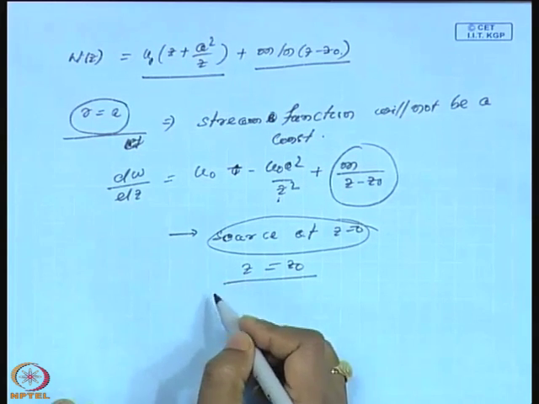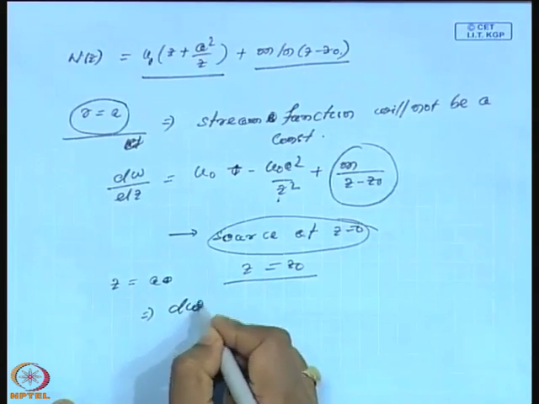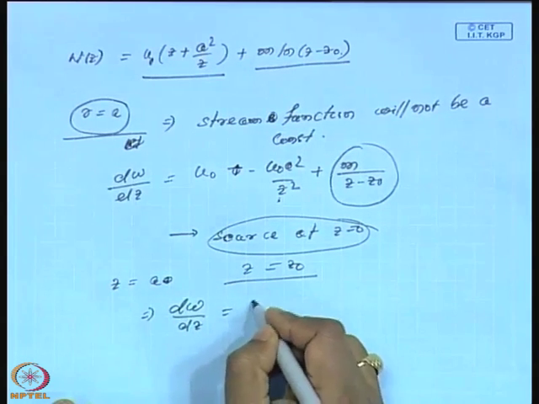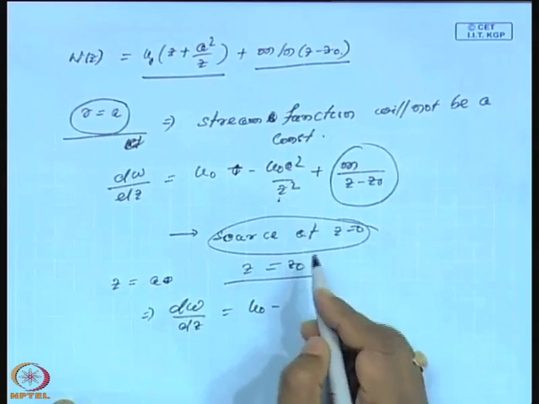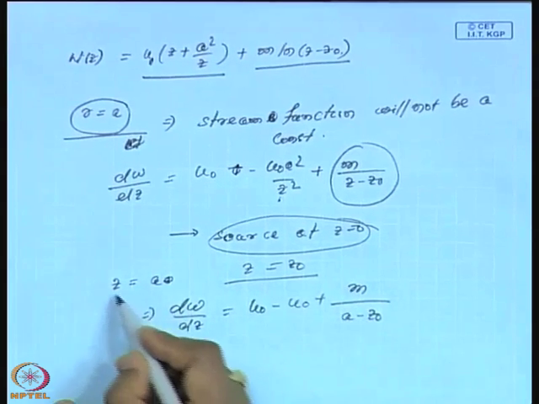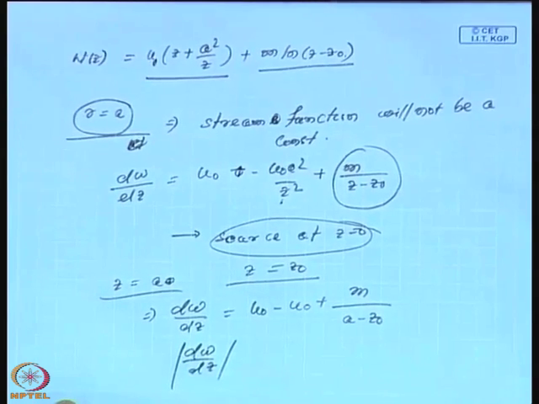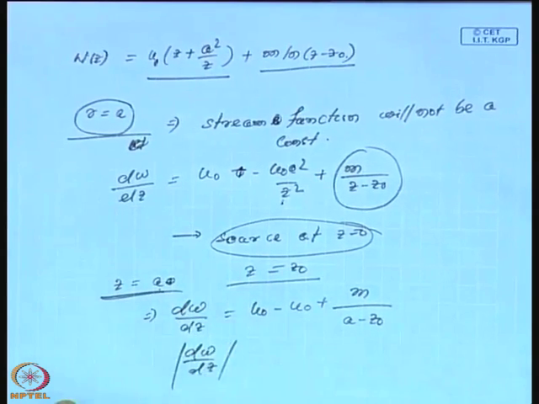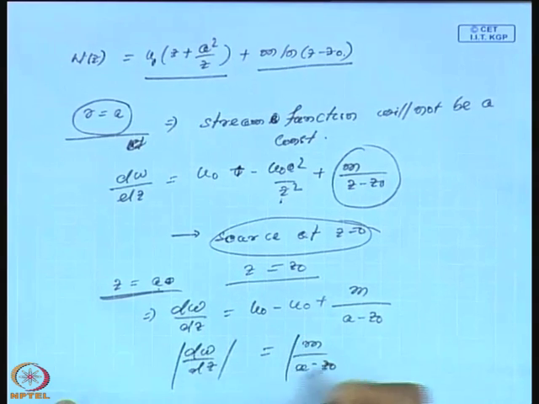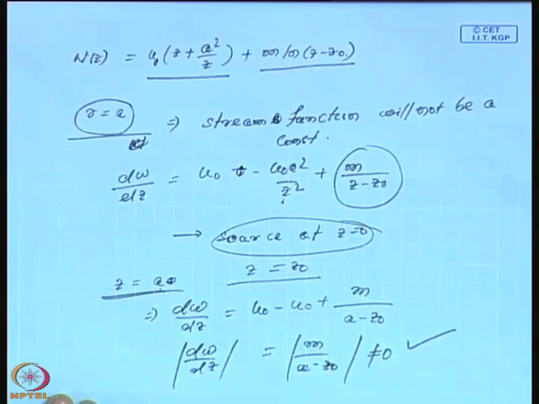On the other hand, if I put z = a e^{iθ}, that is |z| = a, dW/dz gives me U₀ minus U₀ plus m/(a − z₀). Then what will happen to |dW/dz|? Near a cylinder of radius a, the speed will be 0 at |z| = a, but in this case |dW/dz| will be m/(a − z₀), and this is not equal to 0. So that shows that this will not represent the individual flow characteristics.